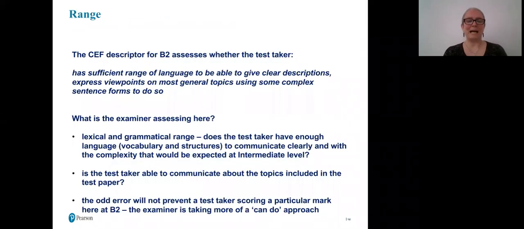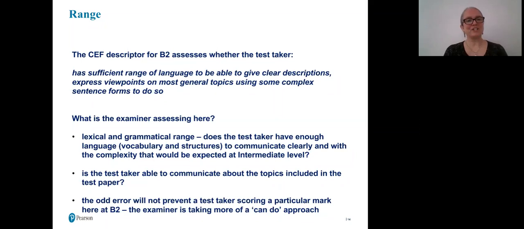So what we'll do now is we'll go through these traits individually, and I'm aiming to give an understanding of what we're actually looking for. So for range, the Common European Framework descriptor for level B2 assesses whether the test taker, and I quote, has sufficient range of language to be able to give clear descriptions, express viewpoints on most general topics using some complex sentence forms to do so.